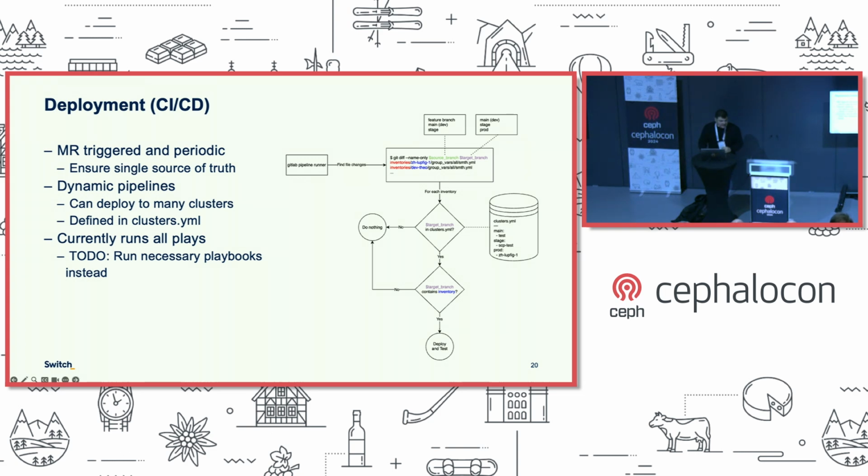This currently runs all plays, so all the playbooks. This is a bit slow, but next time we'll figure out how to determine which playbooks exactly to trigger based on which variables have changed between a feature branch and a main branch.